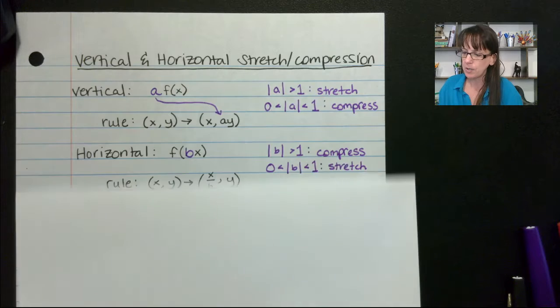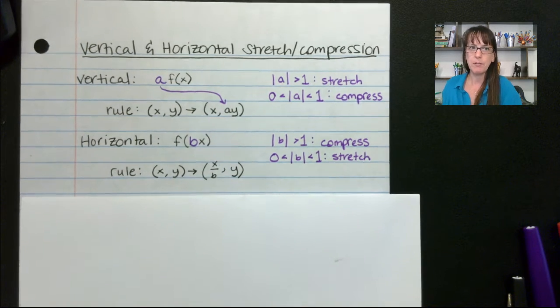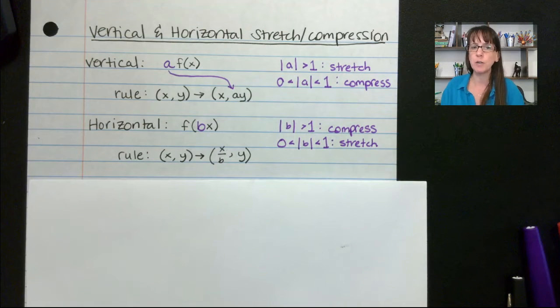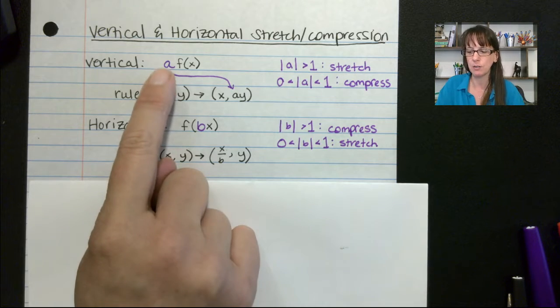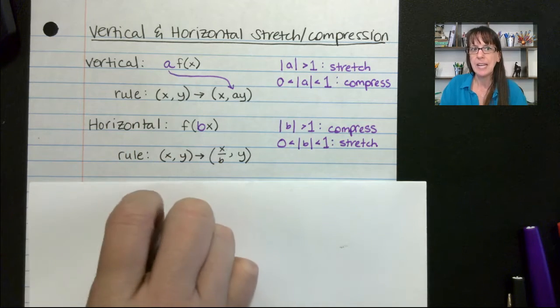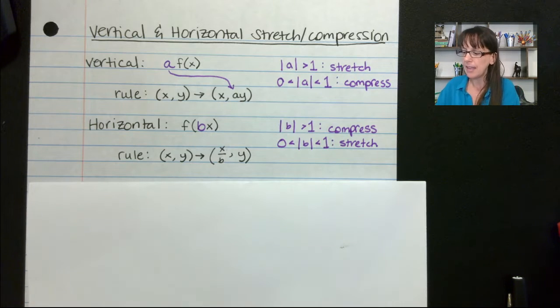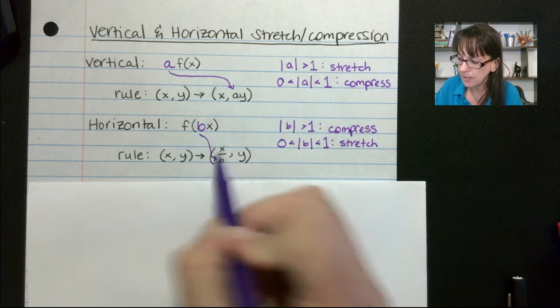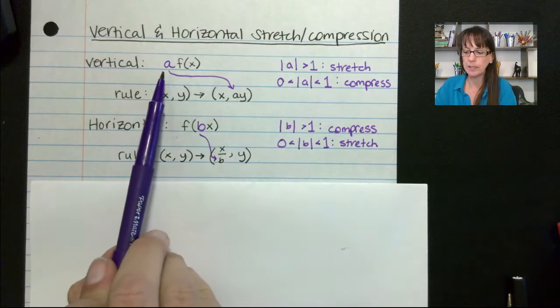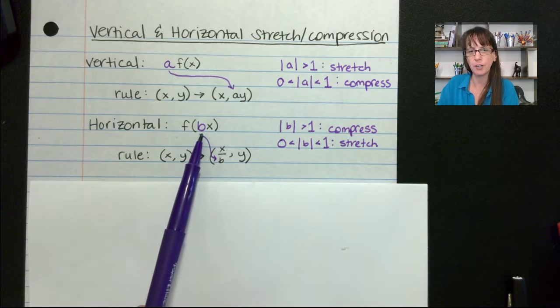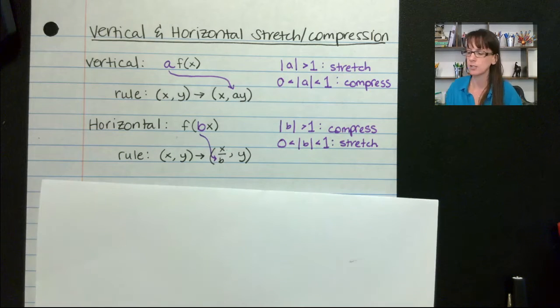All right, so here are our rules. If it's going to be a vertical stretch or compression, you're multiplying the whole function. If you're multiplying just your x, like this b is here, then it's going to be horizontal. So multiplying the whole function, it's vertical. Multiplying just your x, it's going to be a horizontal stretch or compression.